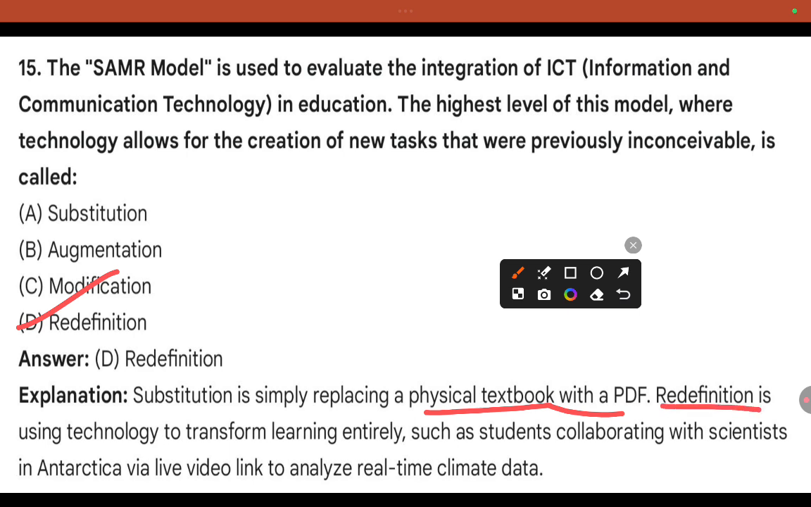Redefinition is using technology to transform learning entirely, such as students collaborating with scientists in Antarctica via live video link to analyze real-time climate data.